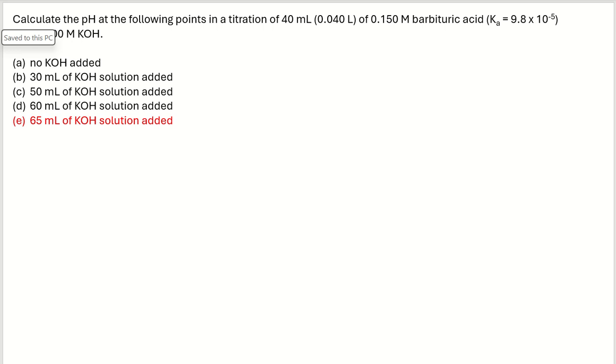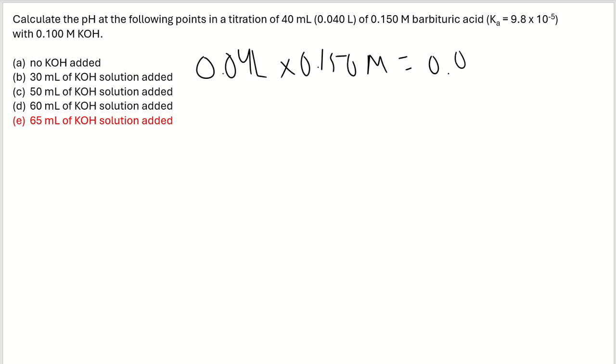So now we're at our last step. We are adding more base than the initial acid. And as always, we're just going to do this even though you should already have this number once you do it the first time. You don't have to keep redoing this math. But what we found was we had 0.006 moles of HA. Now we have to calculate for the OH minus.